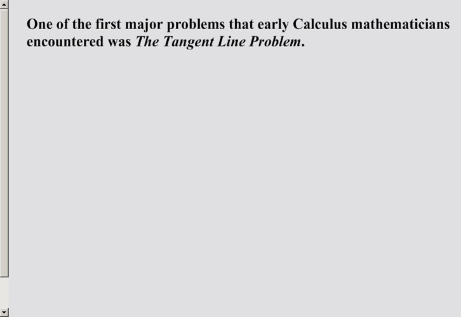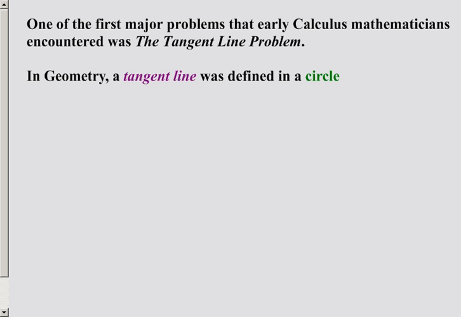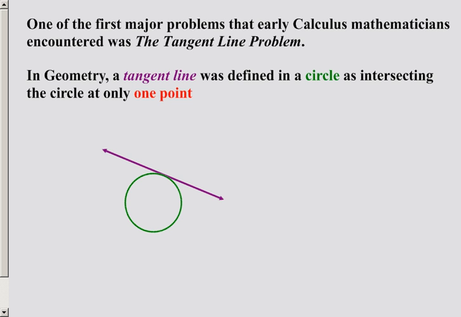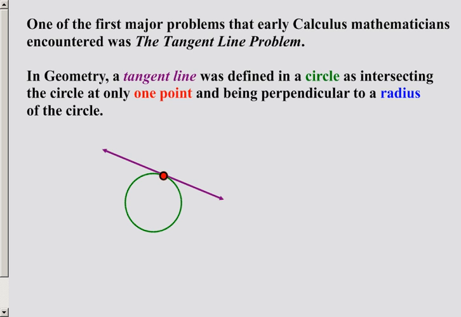All right. Now, one of the first major problems that the earliest calculus mathematicians and people studying physics encountered was called the tangent line problem. In geometry, we already had a definition for what we considered to be a tangent line, and it was defined geometrically in a circle. You're probably well familiar with this definition. The tangent line only makes contact with the circle at one point, and it does it in such a way that the tangent is perpendicular to the radius of the circle. Okay, so that was the textbook definition for a tangent at that point in time.